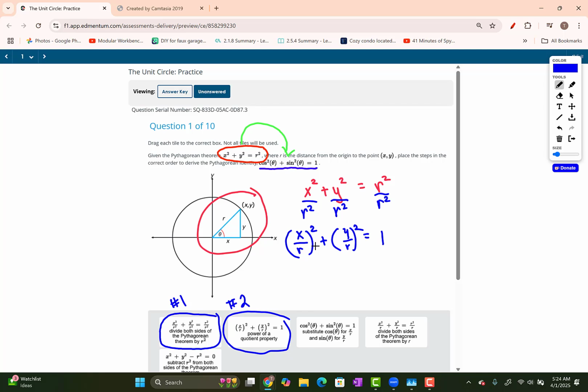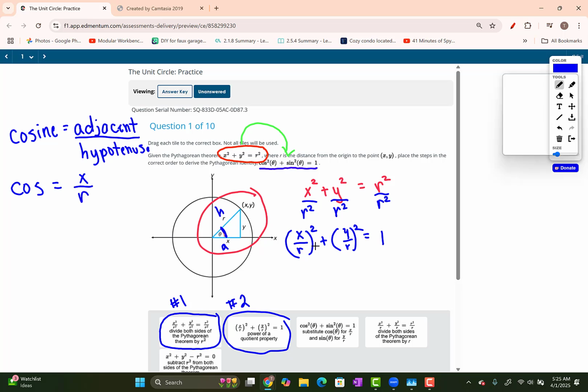Now finally, let's think about what is cosine and sine. So recall from your days in geometry or from the unit circle, cosine is the adjacent side of the triangle divided by the hypotenuse. And of course, our reference angle is right here represented by theta. So the adjacent side to that angle is x, and the hypotenuse side is r. So cosine, remember, can be rewritten as x over r. It's the adjacent side over the hypotenuse.